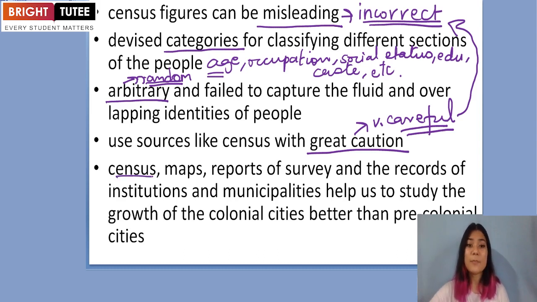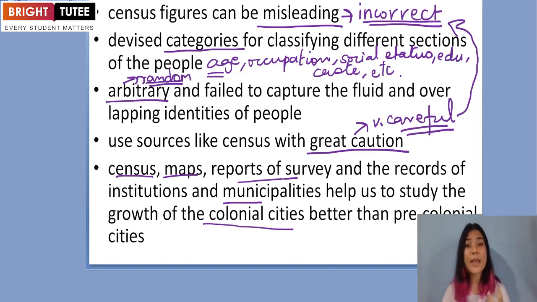So the census reports, the maps and the survey reports and the records of the municipalities, the records of the government, these are all, despite the problems, despite the incorrect information which may occur or may not occur, help us tremendously to understand the growth of the colonial cities, and to also see the difference between the colonial cities and the pre-colonial cities.